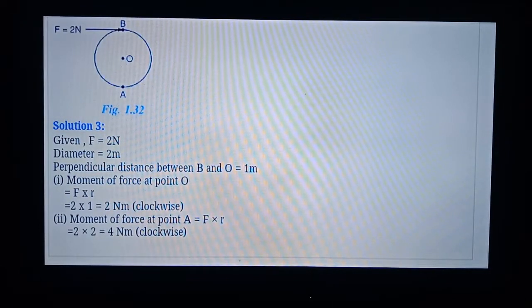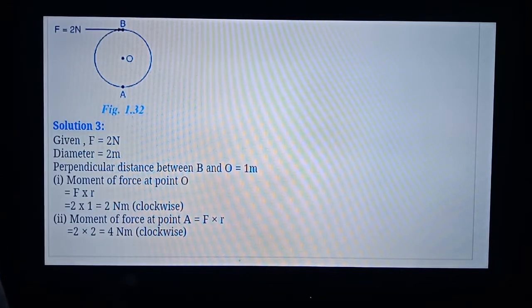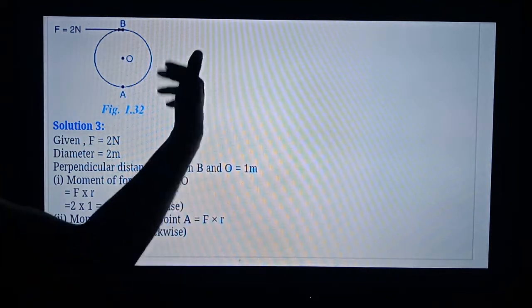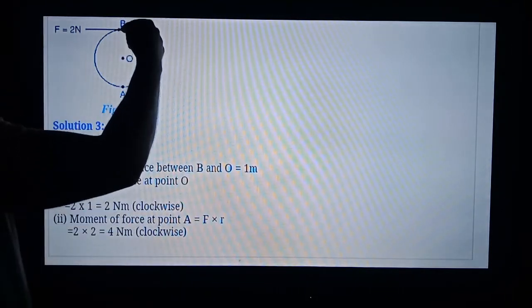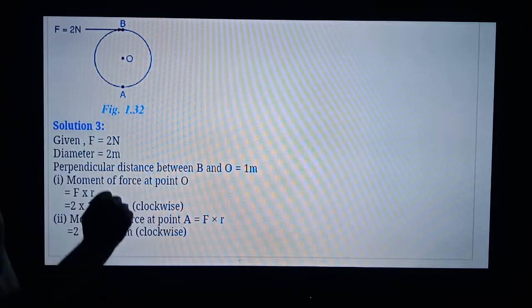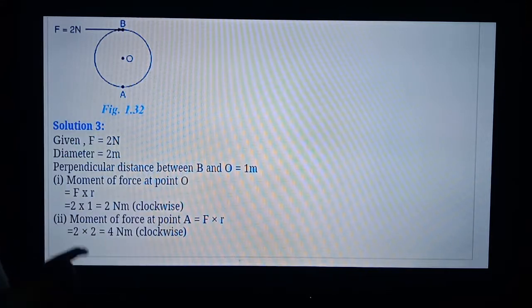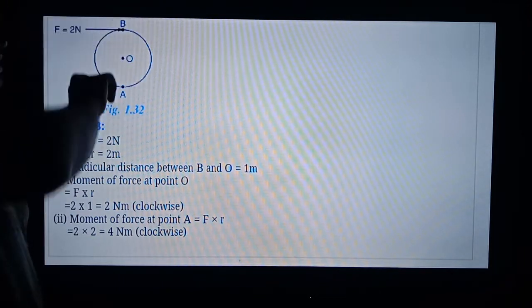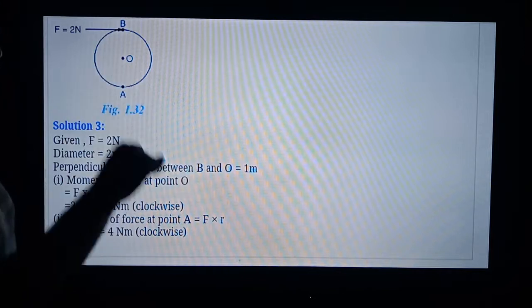So force is given, 2 Newton, diameter is 2 meter. So the perpendicular distance between B and O is 1 meter, half of the diameter. This is 2 meter, so this is 1 meter. So the moment of force at point O is F into R, that is 2 into 1, that is 2 Newton meter. And the wheel will rotate clockwise, according to the direction of the clock.